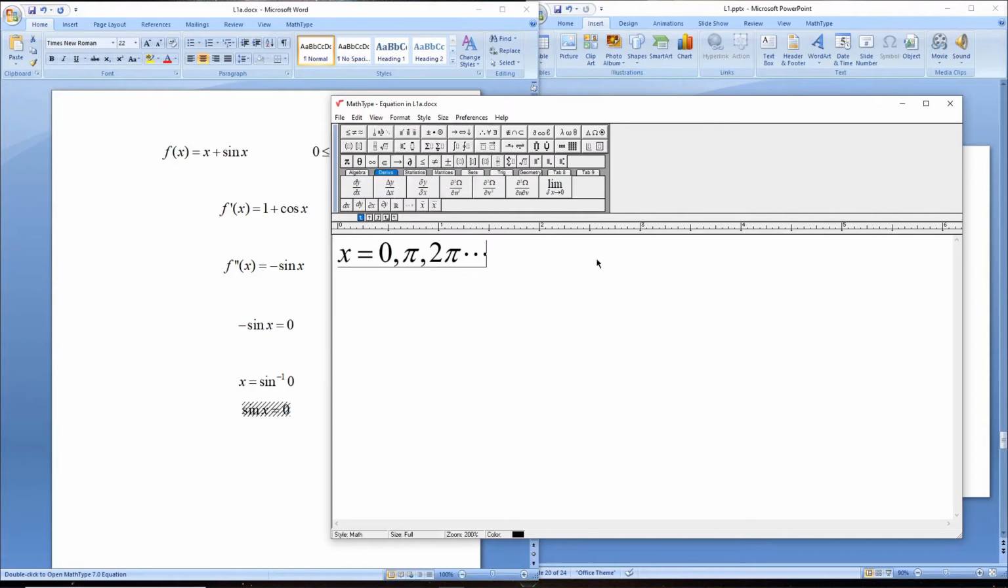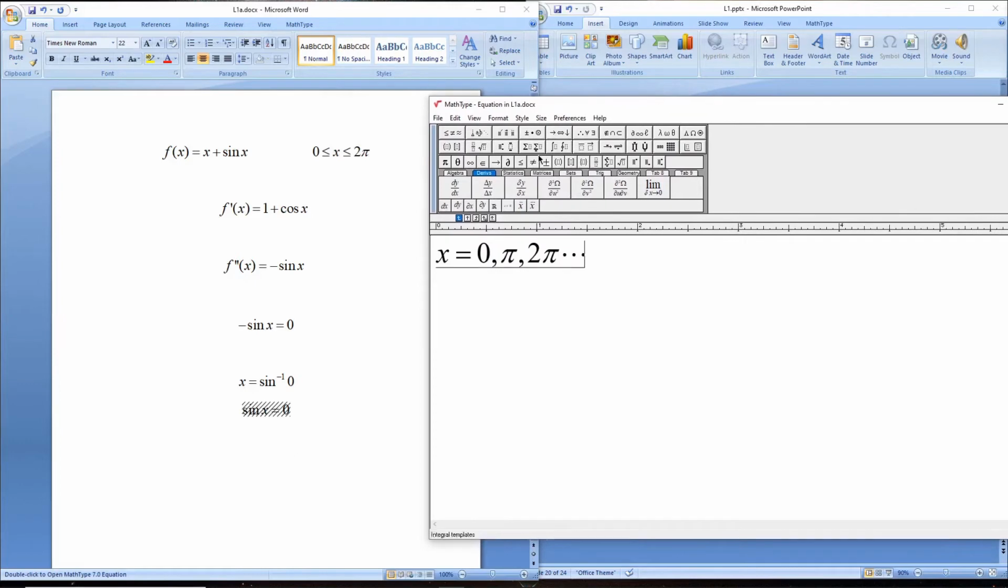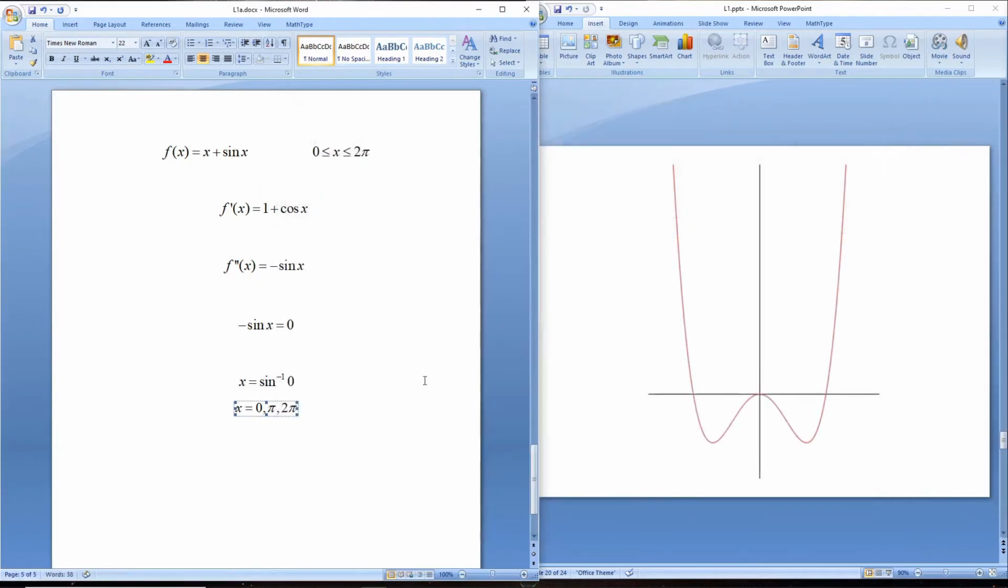There it is. However, we do have a restricted domain here: a closed interval, because the endpoints are included, from 0 to 2 pi. So 0 works. That's in there. Pi and 2 pi work. But 3 pi and beyond won't work. So I can actually get rid of the ellipsis here, the goes-on-forever symbol. And those are our answers.